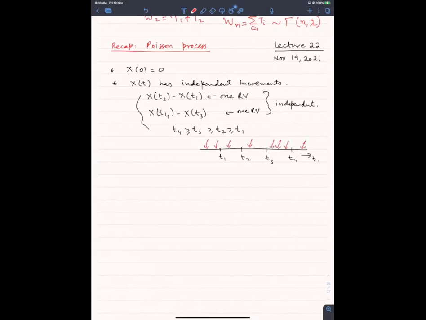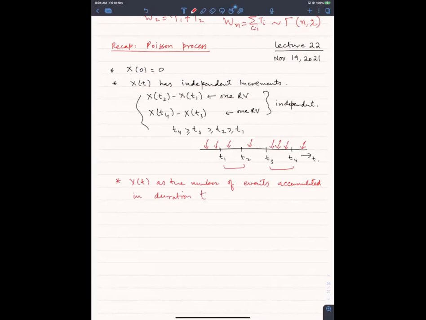So the total number of events that you will see until time t1 is X of t1. The total number of events that you will see between t1 and t2 is X of t2 minus X of t1. And what we are saying is, the number of events that you see here and the number of events that you see here, those two numbers are independent. And we had defined X of t as the number of events accumulated in duration t.